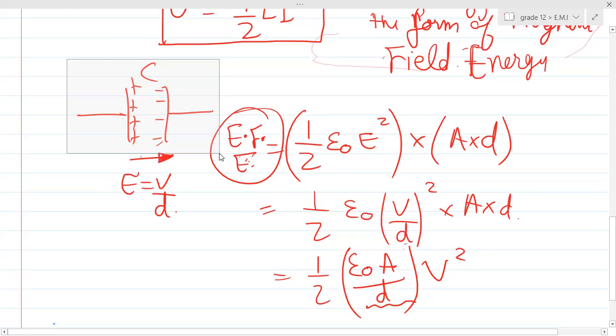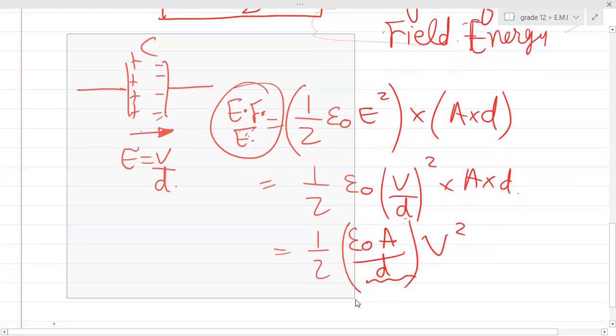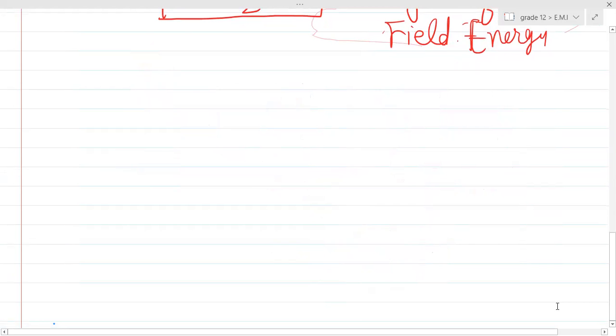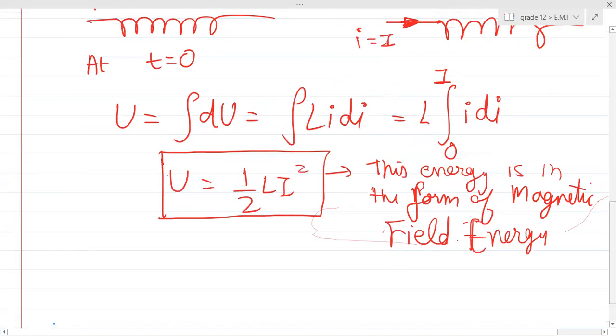Shall I erase this part? So please write it.